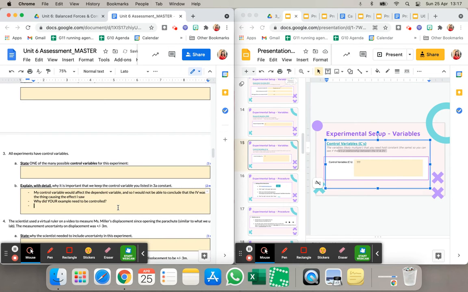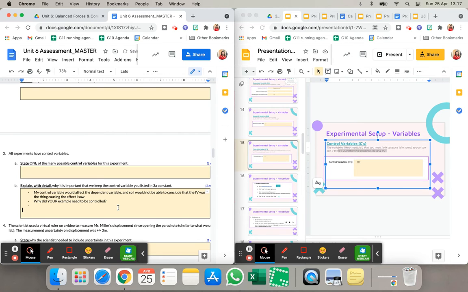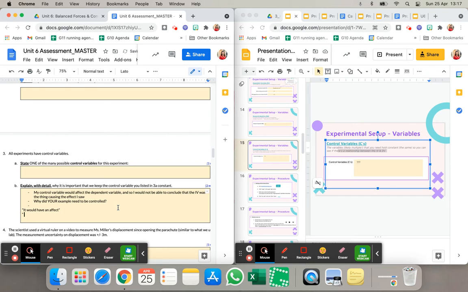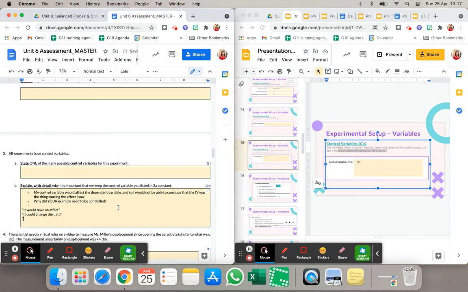The biggest thing that I saw here was people being really vague, saying things like, it would have an effect, it could change the data, it could make the data less reliable. And I would really push you here to think about why. If you're saying that it could have an effect, well, the next thing you should say is, what is the effect? If you're saying that there's some sort of potential change in the data, you should explain what that change is. So lack of specifics lost a lot of people the second mark here.